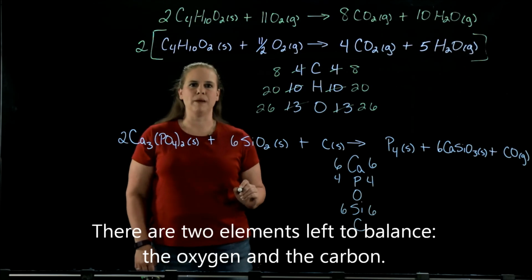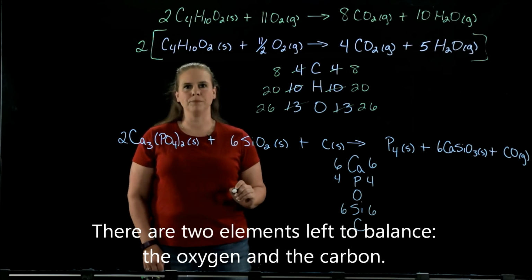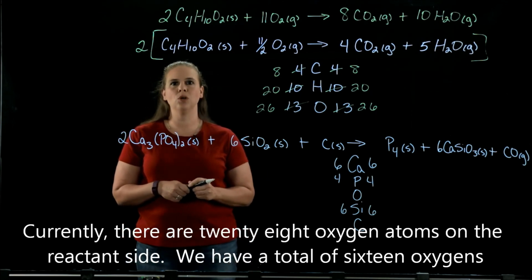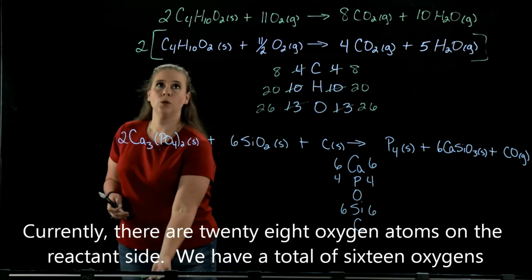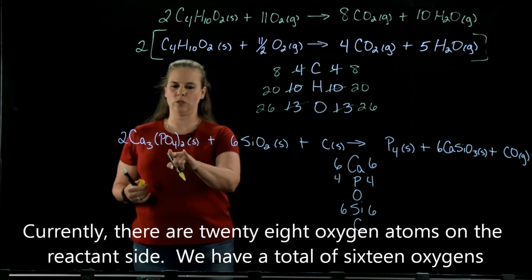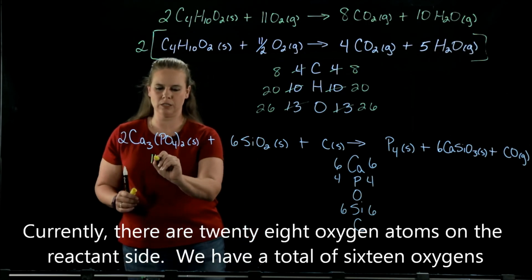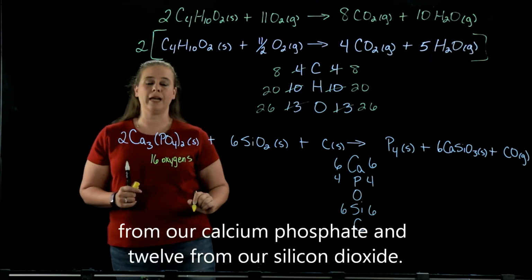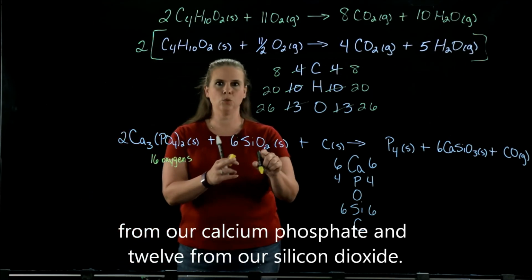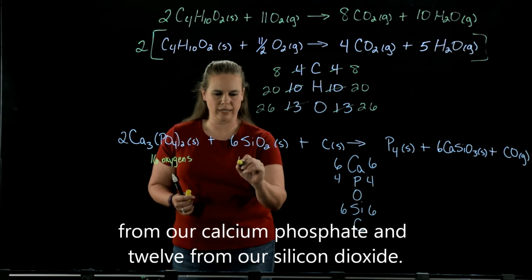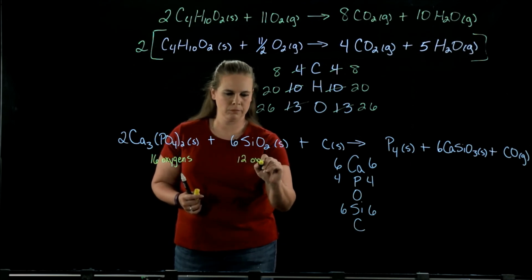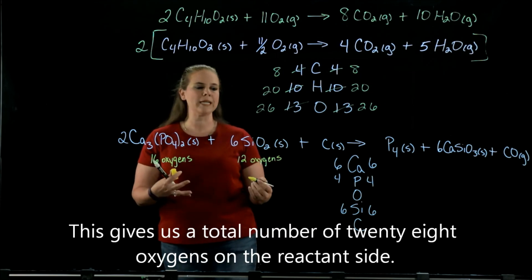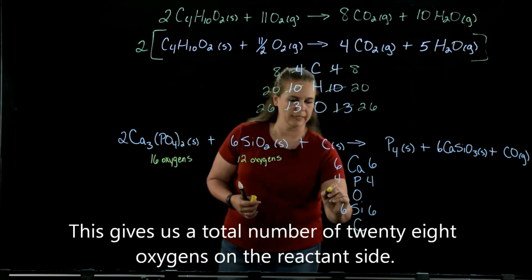There are 2 elements left to balance, the oxygen and the carbon. Currently, there are 28 oxygen atoms on the reactant side. We have a total of 16 oxygens from our calcium phosphate and 12 from our silicon dioxide. This gives us a total number of 28 oxygens on the reactant side.